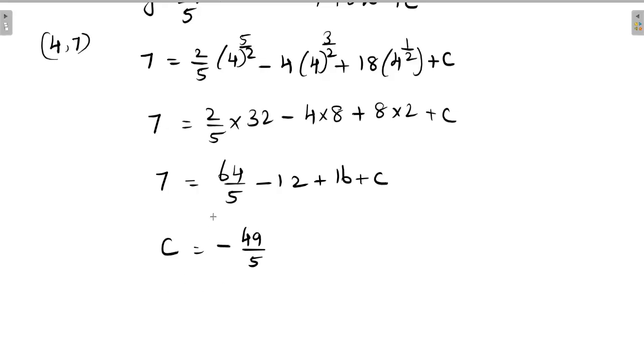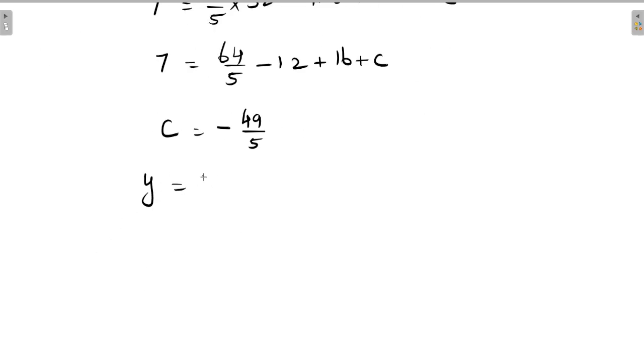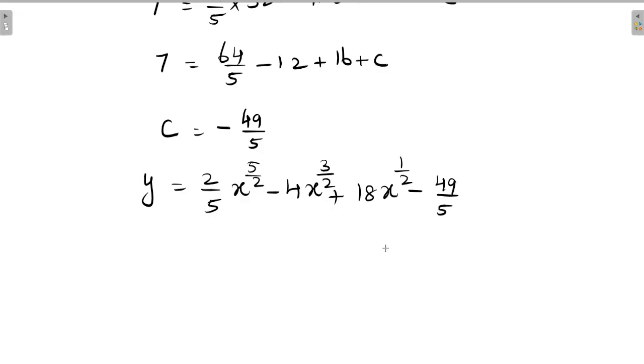So the equation of the curve: now we can replace the value of c in the curve. So y = (2/5) x^(5/2) − 4 x^(3/2) + 18 x^(1/2) − 49/5. This is the required equation of the curve.